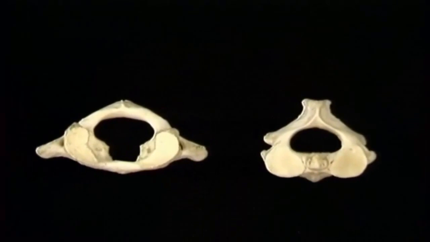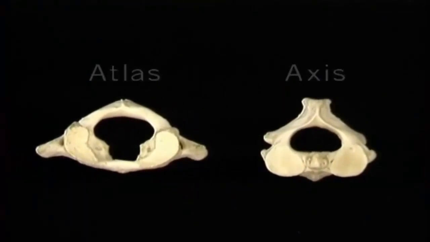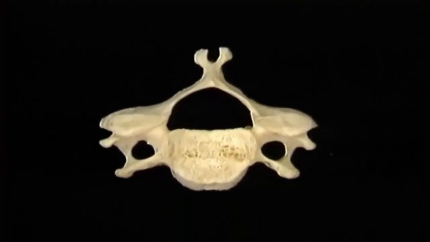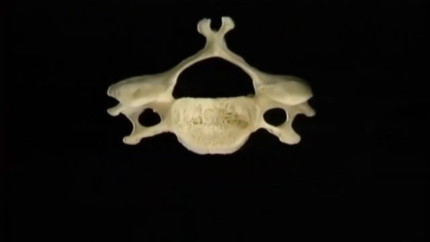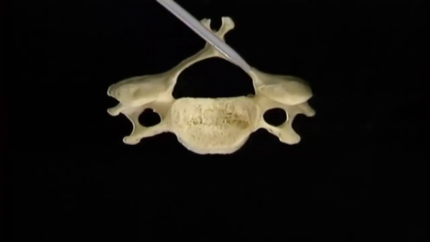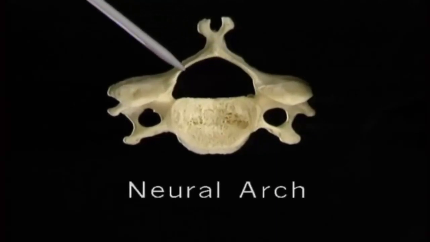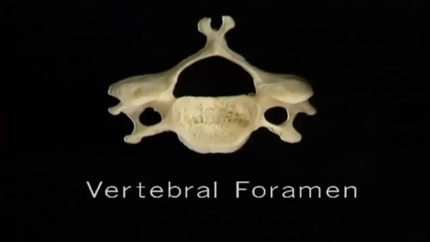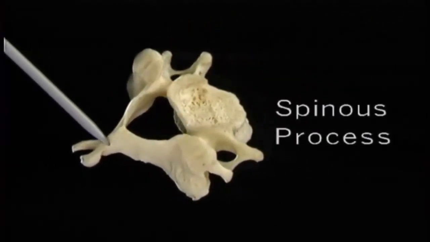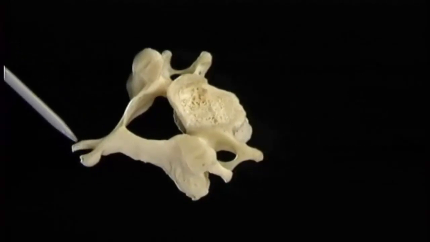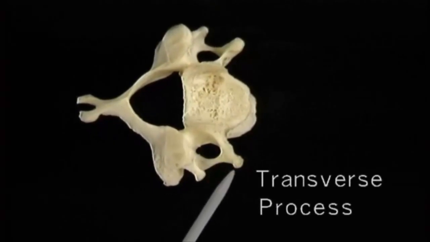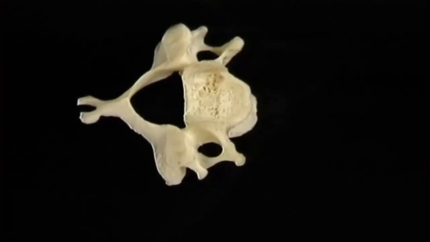Because of their special functions, the atlas and the axis differ in several ways from typical cervical vertebrae. As we've seen in Volume 3, a typical cervical vertebra has a body in front and a neural arch behind, enclosing the vertebral foramen. It has a spinous process behind with 2 tuberosities and a transverse process on each side, also with 2 tuberosities.